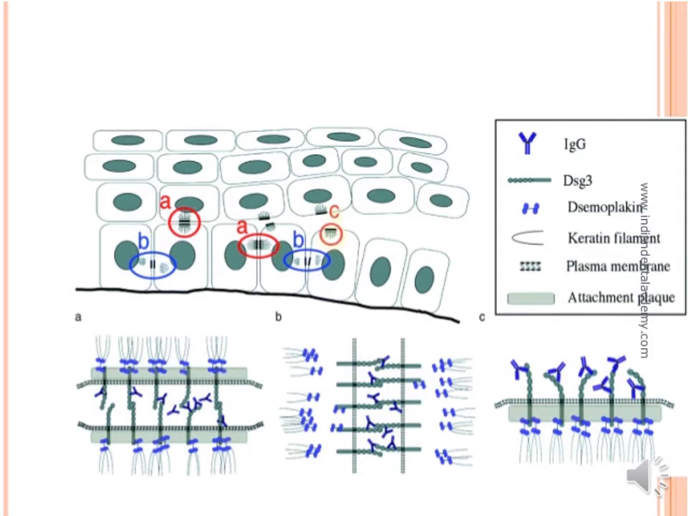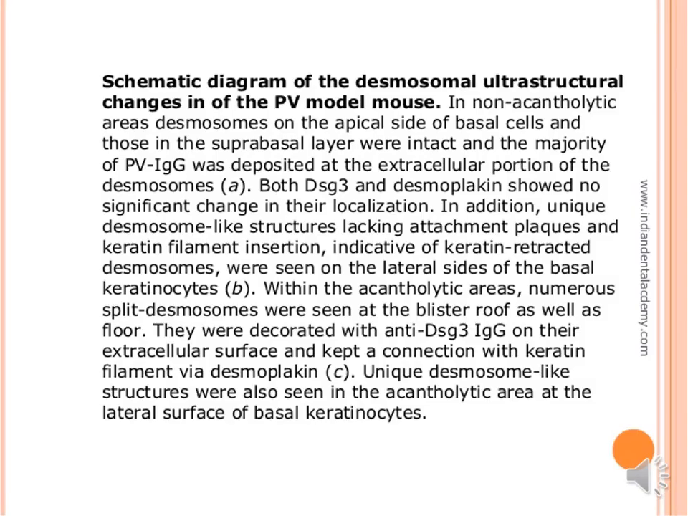As you see in this figure, Y is IgG, and DSG3 and desmoplakin and keratin filament plasma membrane attachment are blocked. All this figure shows how the pemphigoid occurs. The schematic diagram of desmosomal ultrastructural change in the PV model mucosa.